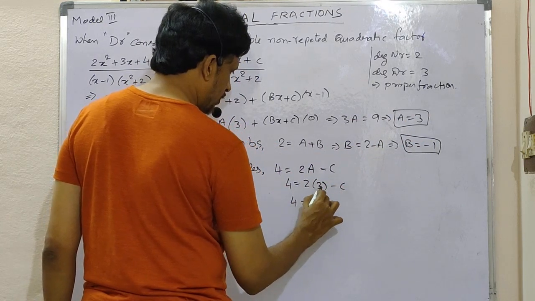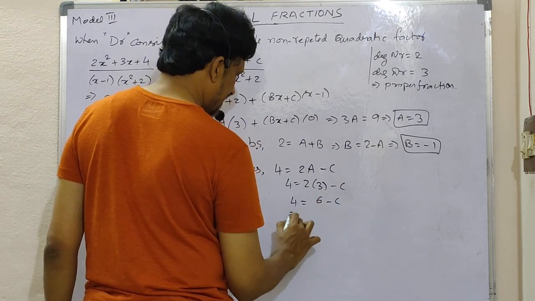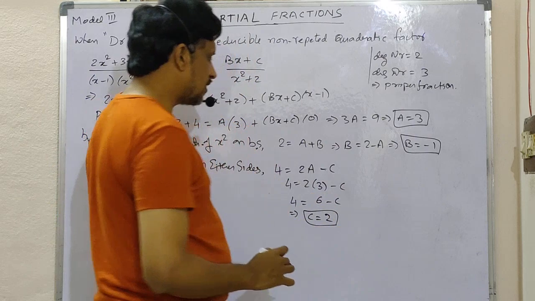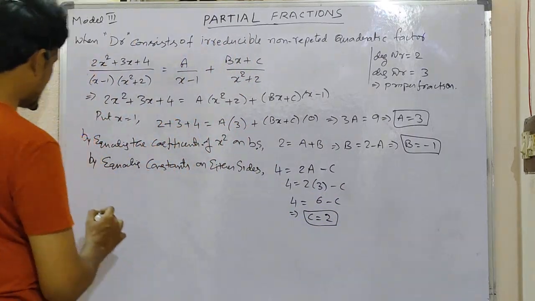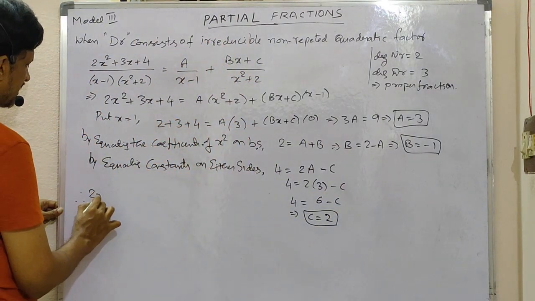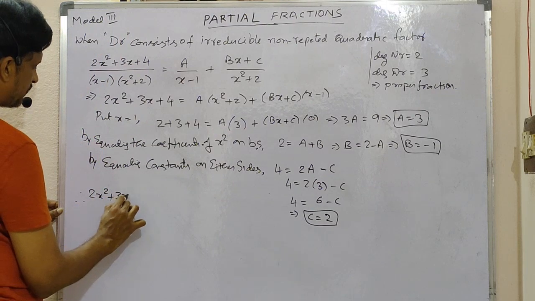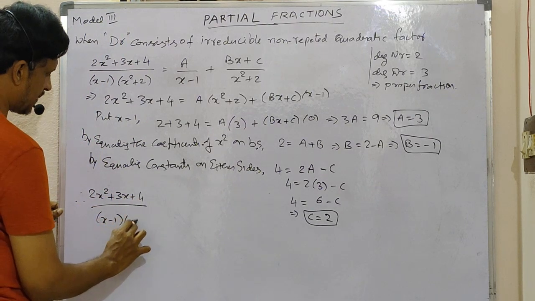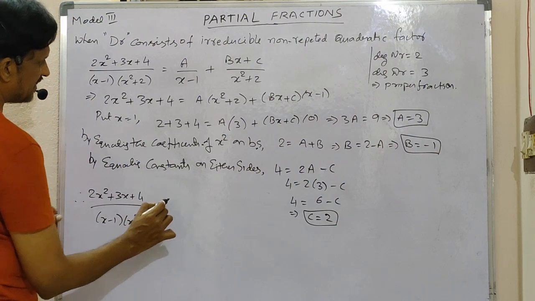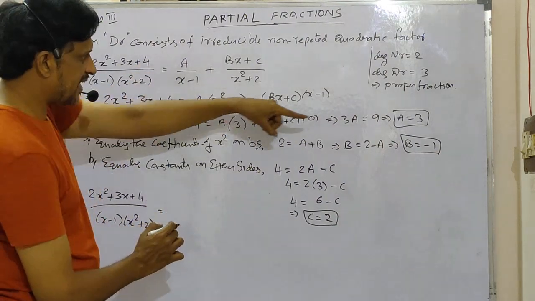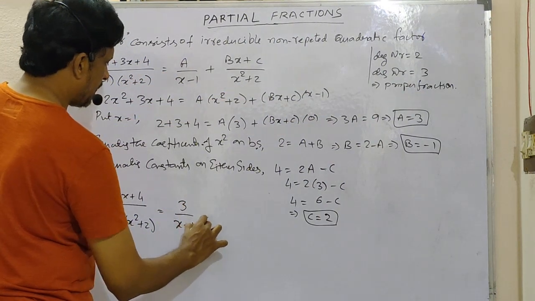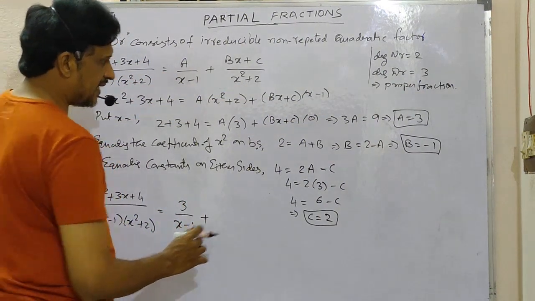So this 4 is equal to 2 into 3, 6 minus c, gives the value of c is equal to 6 minus 4, that is 2. So we got the values of a, b and c. Therefore the given fraction (2x square plus 3x plus 4) by (x minus 1) into (x square plus 2) is equal to a by x minus 1, where a is equal to 3. So 3 by x minus 1 plus bx plus c.